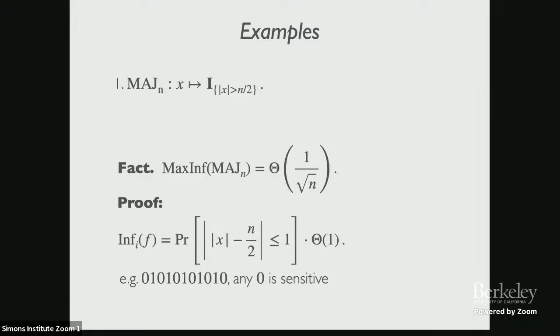Also, the probability over uniformly random inputs that you have approximately equal numbers of 0s and 1s is 1 over square root of n. Conditioning on that event, any bit is sensitive with constant probability. Therefore, the max influence of the majority function is 1 over square root of n. Any questions about the definition? Okay. Good.